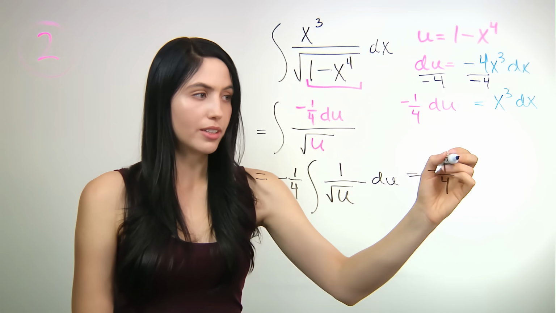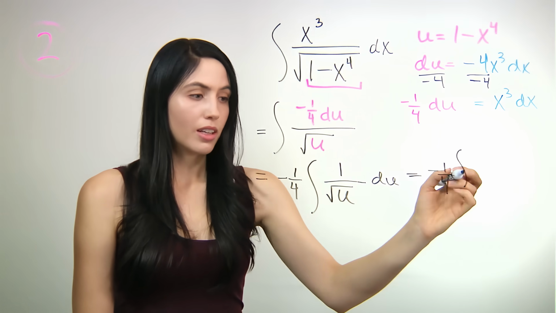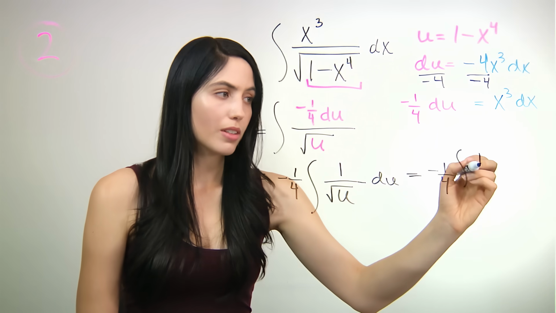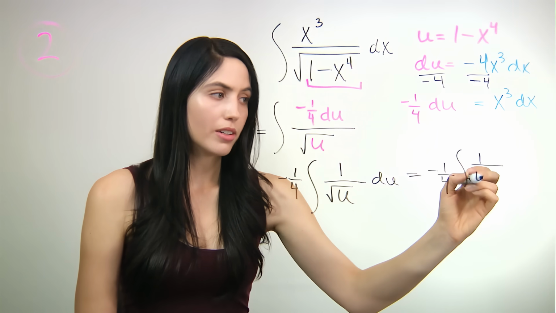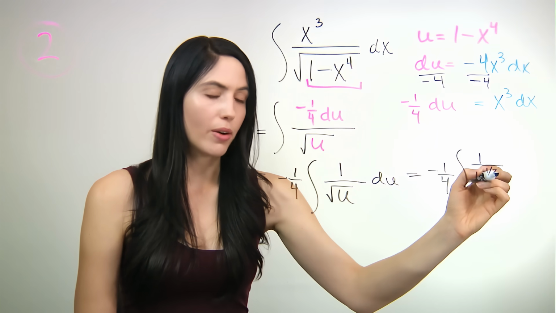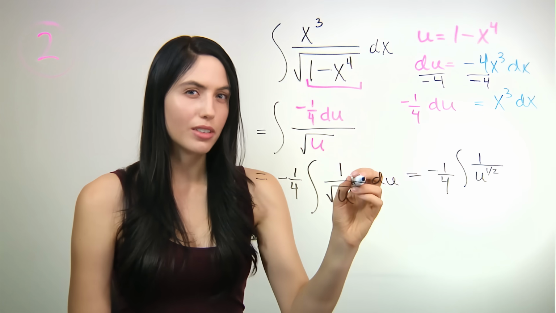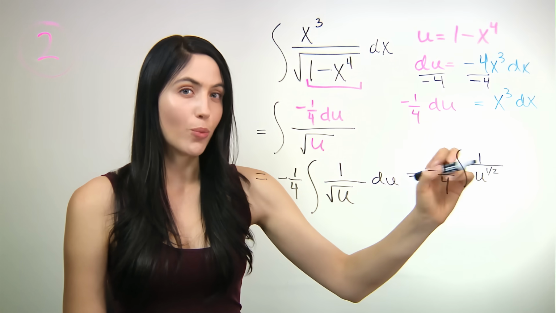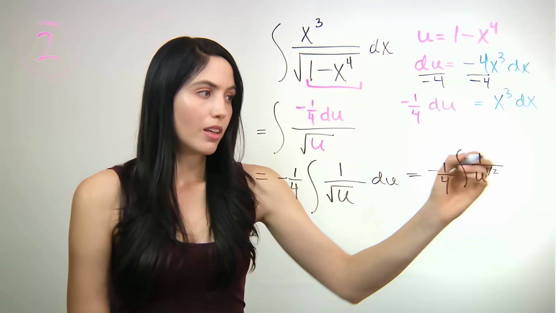So you have -1/4 integral 1 over square root of u, which is 1 over u to the 1/2 power. The square root of a variable can also be written as variable to the 1/2 power. du.